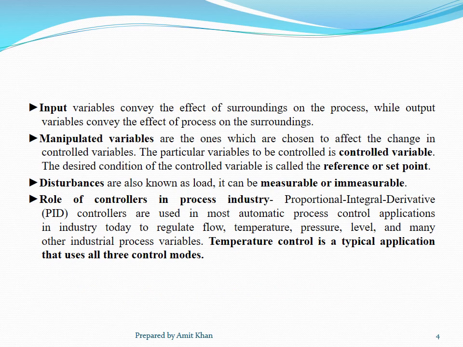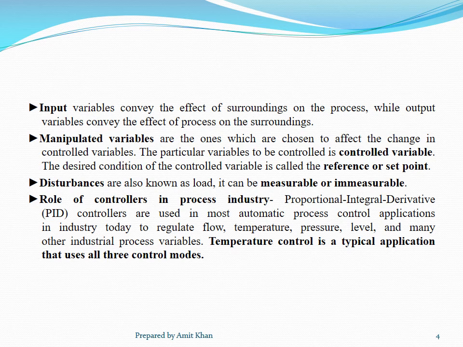Now, input variables convey the effect of surroundings on the process, while output variables convey the effect of the process on the surroundings. Manipulated variables are the ones chosen to affect the change in control variables. The particular variable to be controlled is the control variable. The desired condition of the control variable is called the reference or set point. Disturbances are also known as load. They can be measurable or immeasurable.